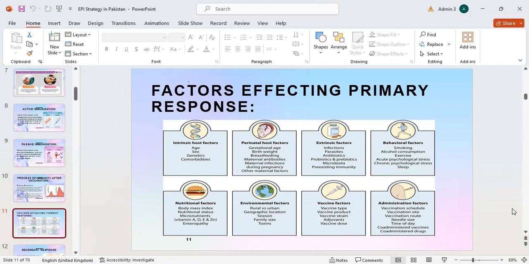Environmental factors include rural versus urban, geographic location, etc. And vaccine factors include vaccine type, vaccine product, vaccine spread, etc. Administration factors include vaccination schedules, vaccination site, and vaccination route.